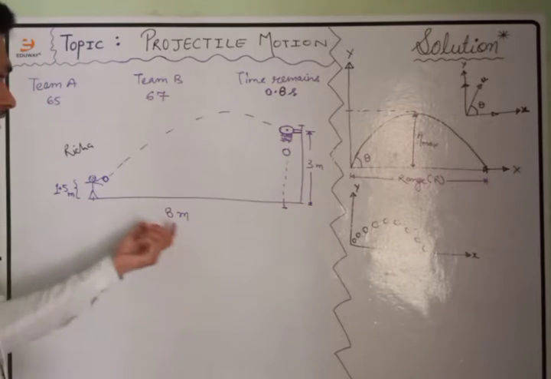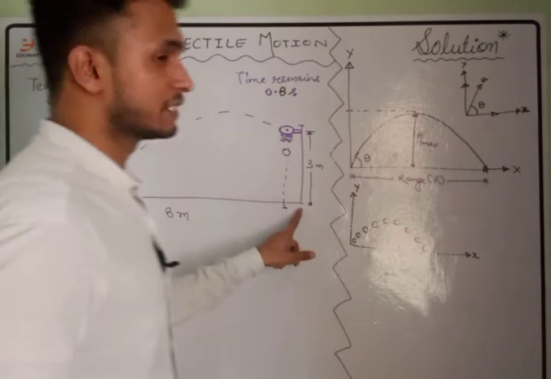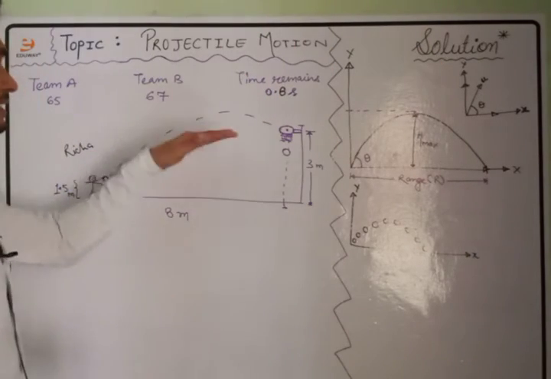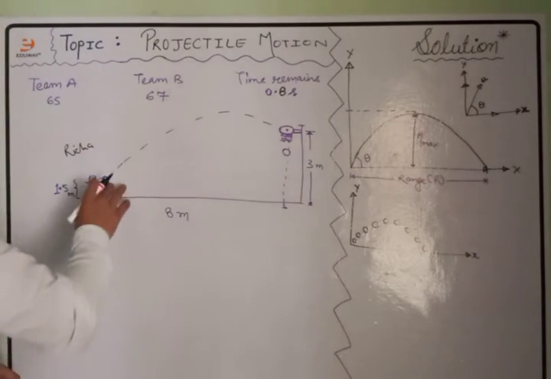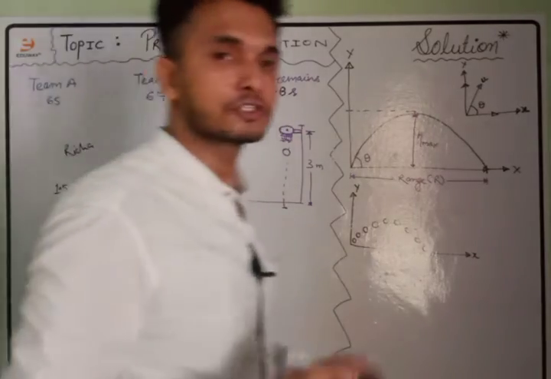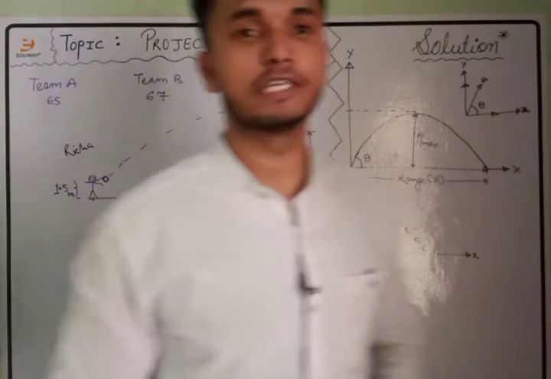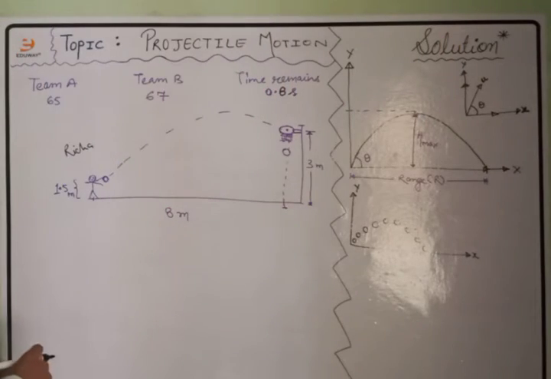She is standing at a distance of 8 meters from the basketball pole. And she needs to basket the basketball within the time of 0.8 seconds so that she and her teammates can enjoy the day after winning the match.